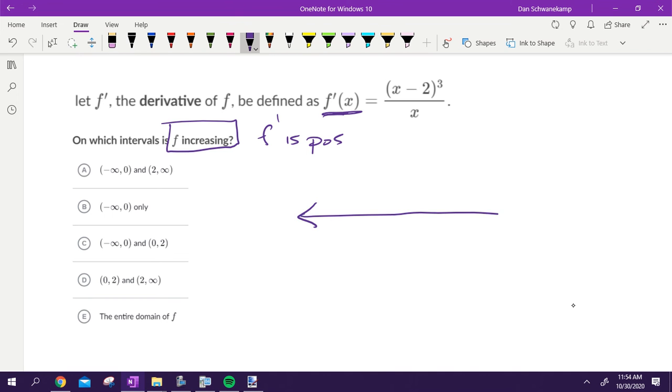What numbers are going to go on this f prime sign chart? 0 and 2, both of them, because it's when the derivative is 0. Well, when would it be 0? When the top is 0, so we would take x minus 2 and set it equal to 0. That would get me 2. And then when it's undefined, undefined is when I'd get 0 on the bottom. So if x were 0, that would also get me undefined.